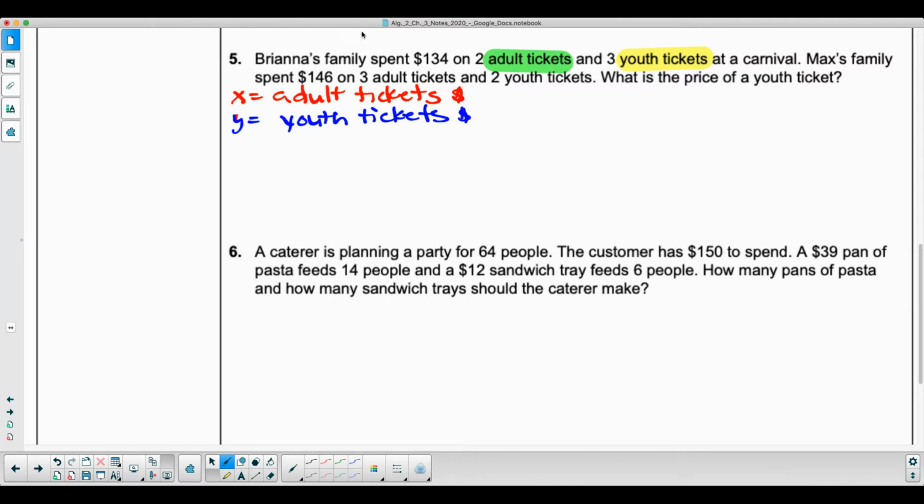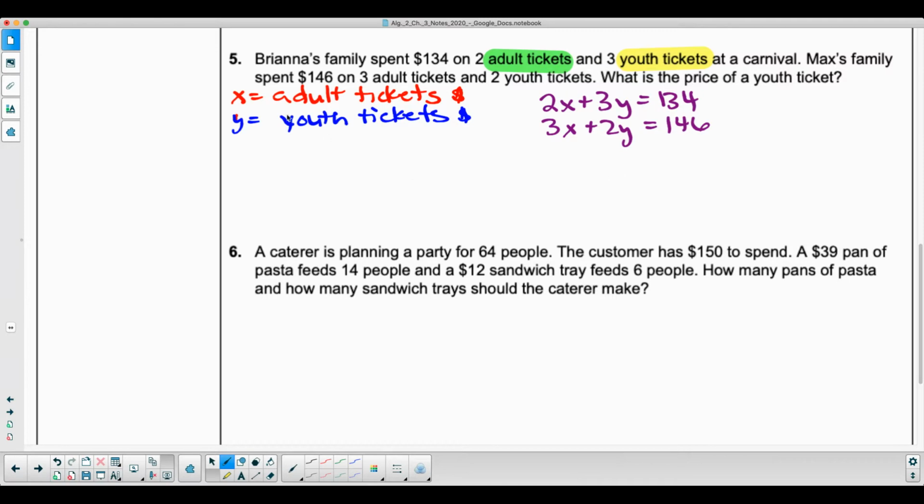All right. So now we have 2 different families. We have Brianna's family and Max's family. So let's try and write an equation involving Brianna's family. Brianna's family spent $134 on 2 adult, so 2x, and 3 youth, 3y. And they spent a total of $134. Max's family, on the other hand, spent 146 total on 3 adult, so 3x, and 2 youth, plus 2y. And that should total up to $146.